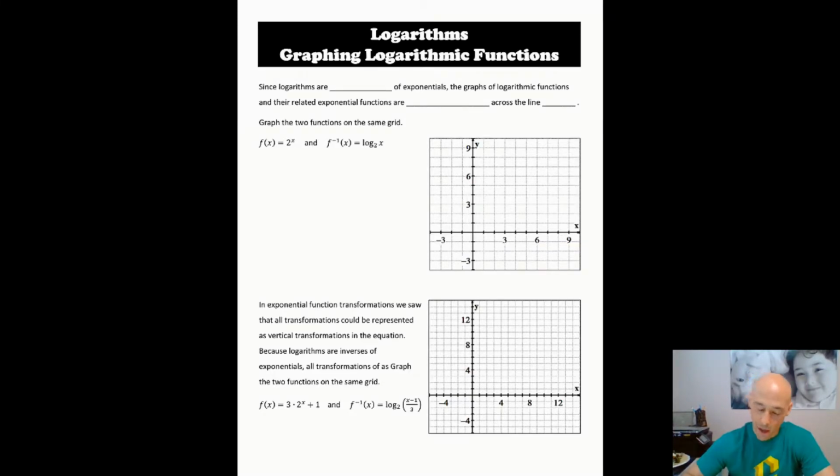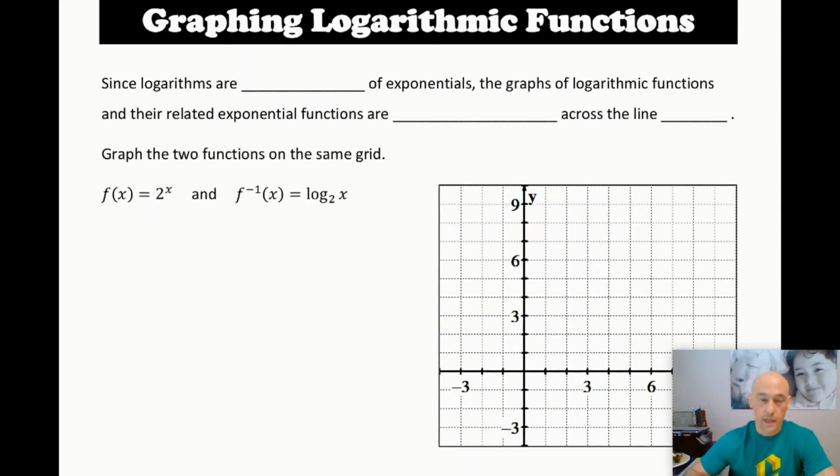Logarithms, graphing logarithmic functions. Since logarithms are inverses of exponentials, the graphs of logarithmic functions and their related exponential functions are reflections across the line y equals x.